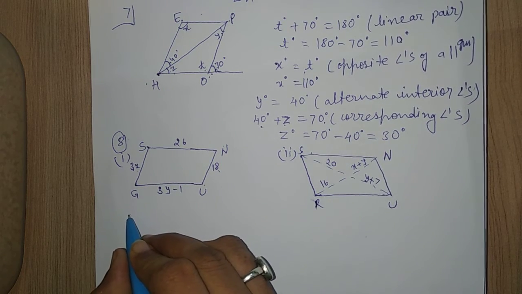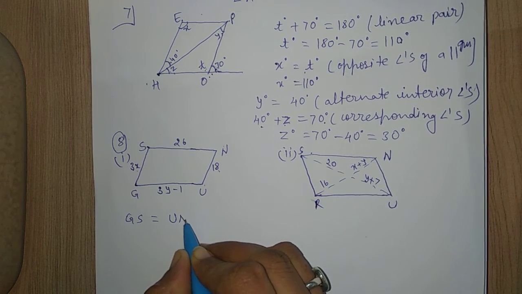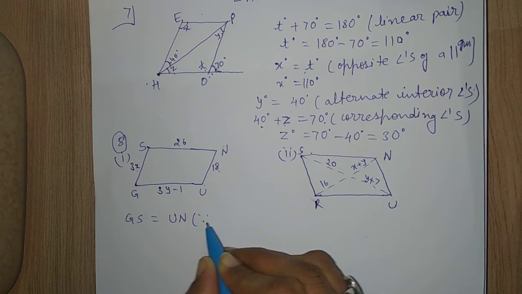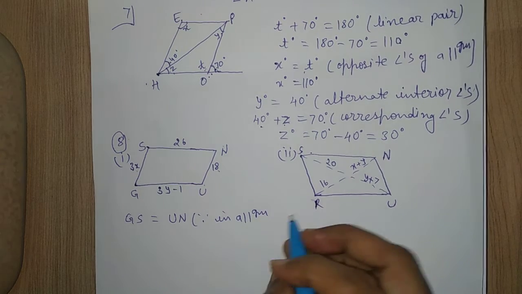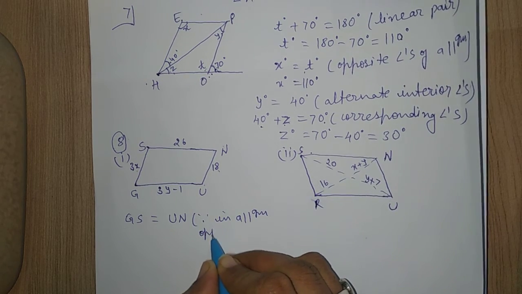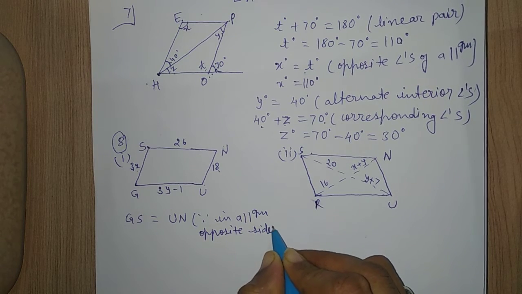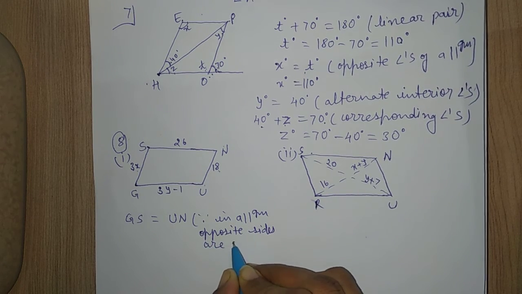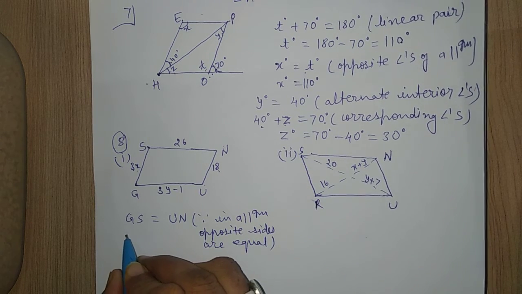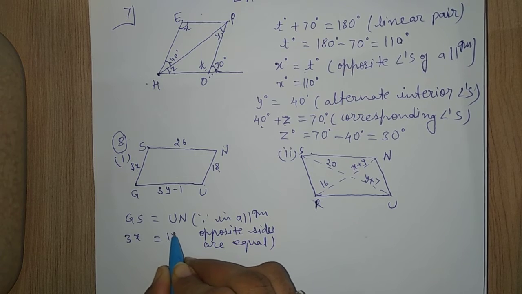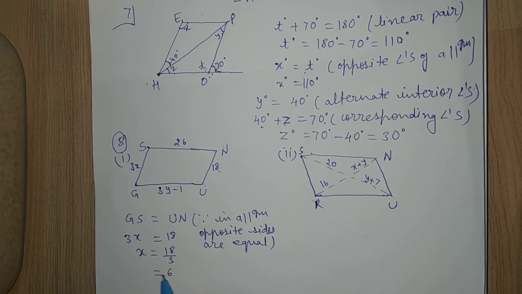So we can write GS is equal to UN. Reason is, since in a parallelogram opposite sides are equal, so 3x is equal to 18. So x is equal to 18 upon 3, that is 6.